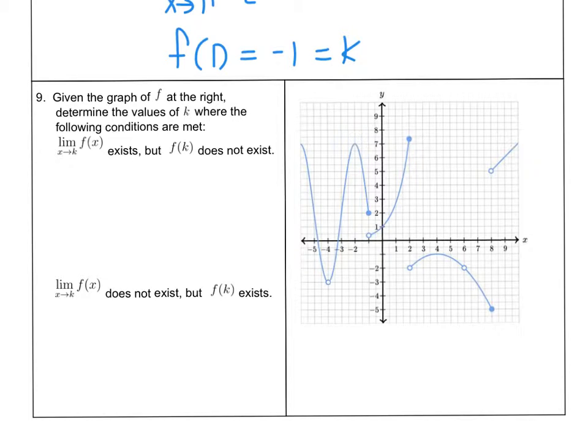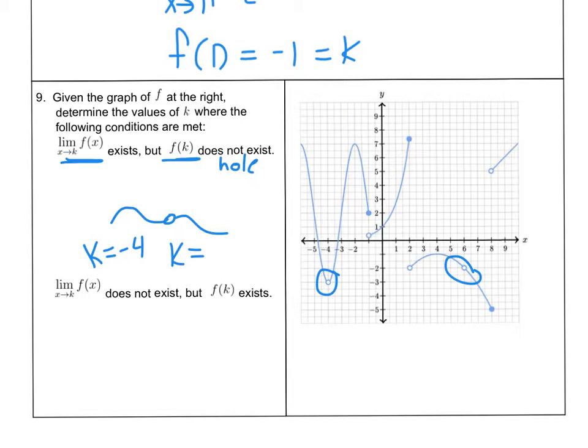Number 9, you're asked to find where some weird conditions are happening. Okay, so the limit exists, same thing coming in from both sides, but f of k does not exist. So we've got to have some kind of hole in a graph. But a continuous-ish hole, where that's the only piece that's missing. It's a removable discontinuity. That looks like that's happening at x equals 4. So k would be, so that's a negative 4, not a 4. K equals negative 4. I've also got another one of those types of places when k equals 6.